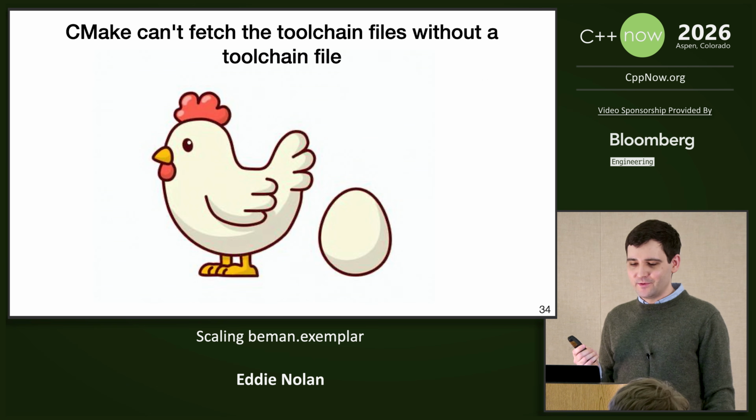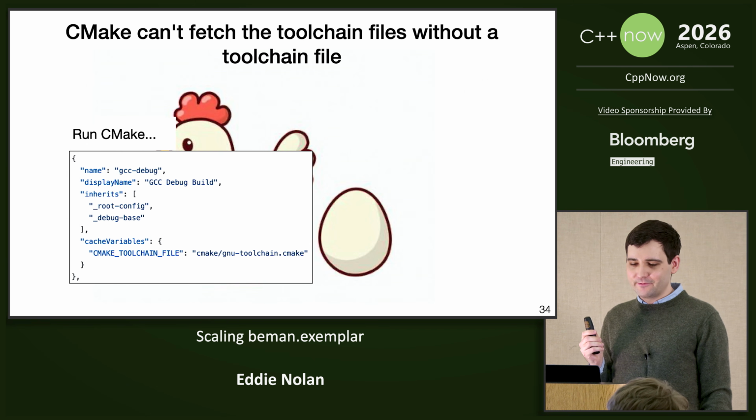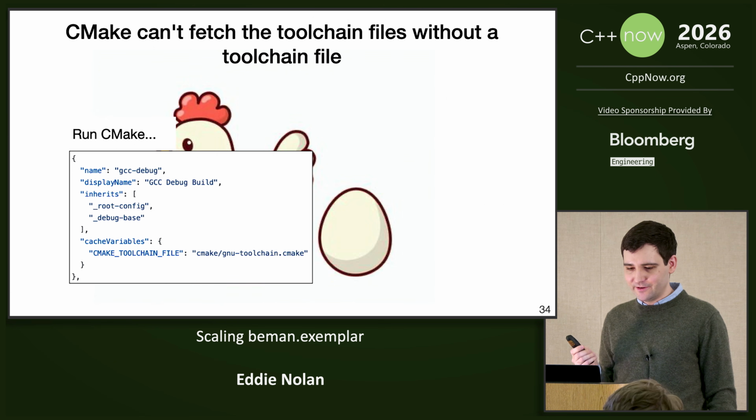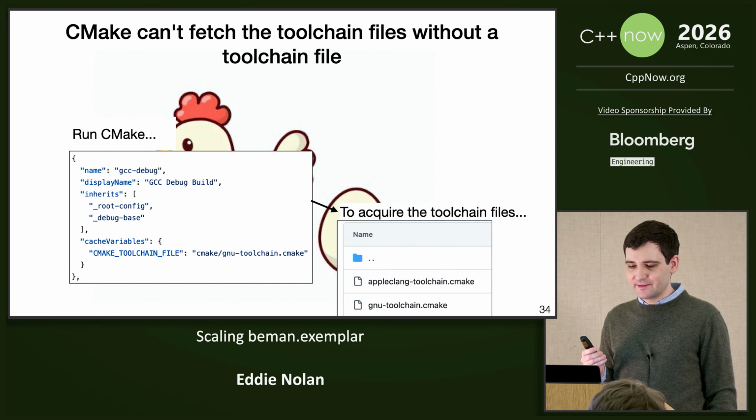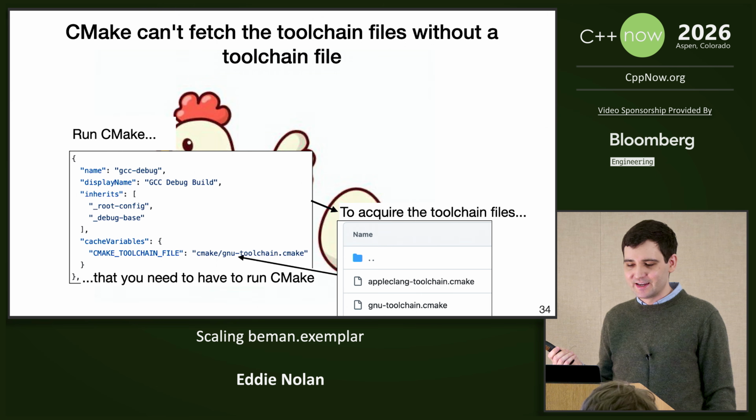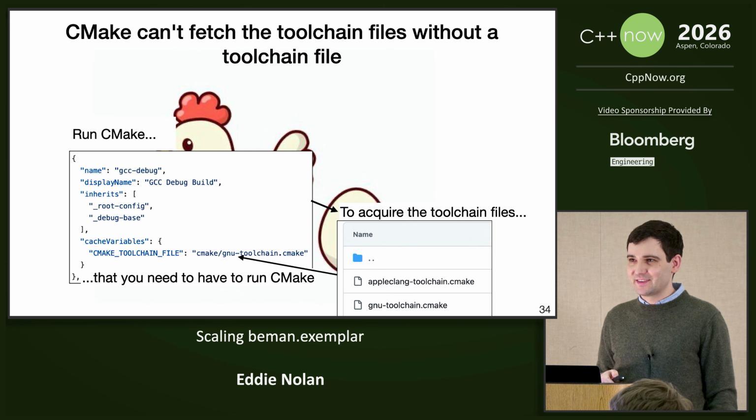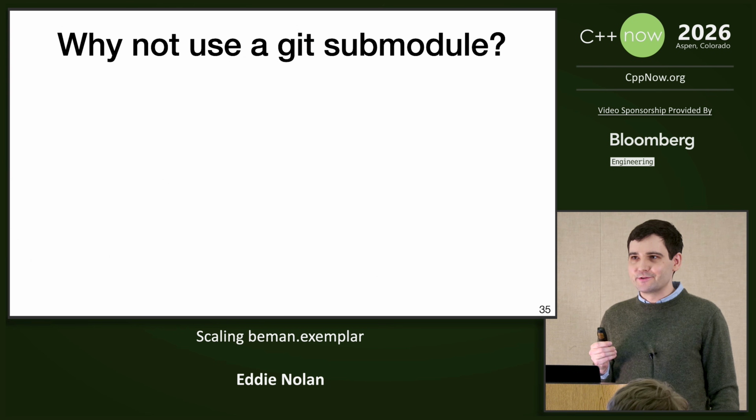There's the chicken and egg problem. This is an excerpt from the CMake presets. The CMake presets are specifying these toolchain files, and you can't run the CMake preset to get the toolchain files because you need to already have the toolchain files to run the CMake preset. So there was a lot of discussion about why don't we just use a Git submodule to handle this? And there's a few problems with that.